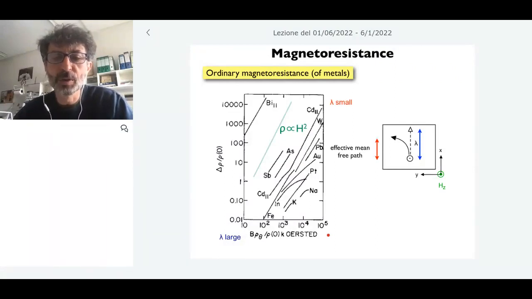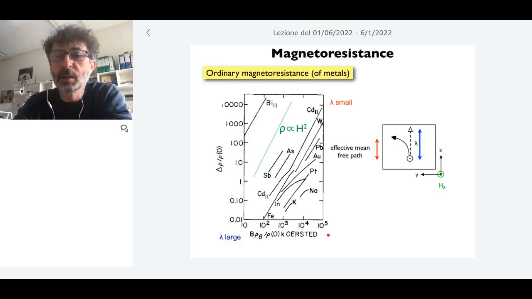And if you put the behavior, which is field square, you find that, apart from very small deviations, most of the known metals have a resistivity that is changing with the square of the field. So ordinary magnetoresistance is, in a sense, a small effect. It depends on field square. It exists in most of them, and can have, for sure, a coefficient in front of the field square that depends on the kind of metal, of crystal structure.